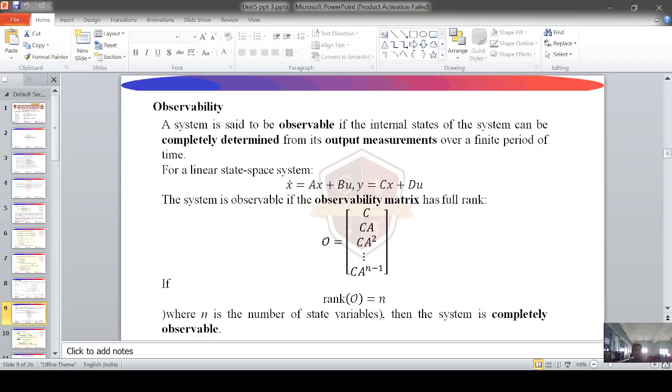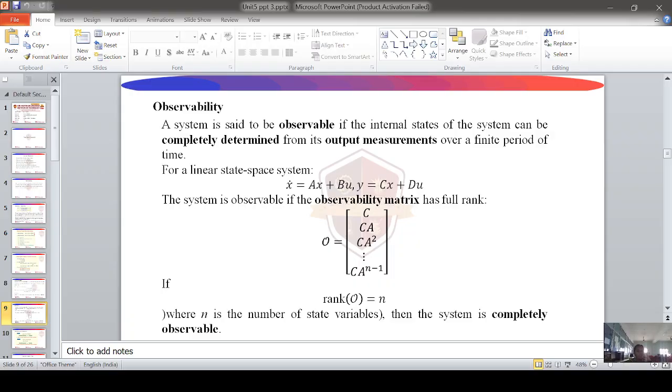Then observability. A system is said to be observable if the internal states of the system can be completely determined from its output measurements over a finite period of time. So for a linear state space system, x dot is equal to Ax plus Bu, y is equal to Cx plus Du. The system is observable if the observability matrix has full rank.